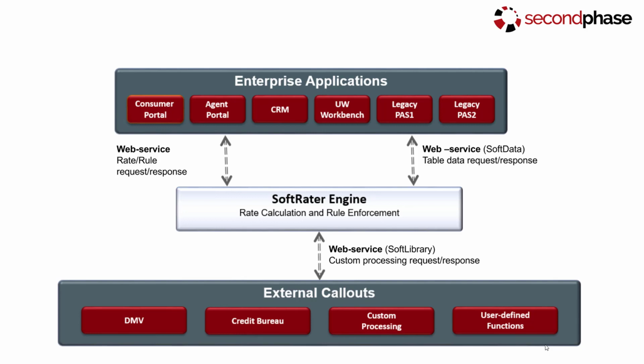There's also another service that's available. It's called Soft Data Service, and it's a web service. It allows you to call the tables specifically that were set up in your various rating programs. So that might be useful if you wanted to pull back multiple rows of data, maybe to use that data to populate drop downs on your user interfaces that are calling the application.